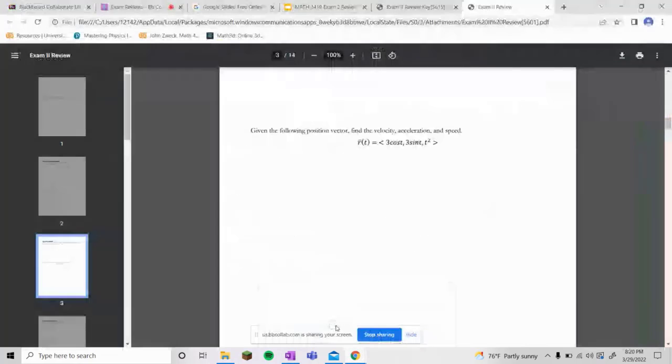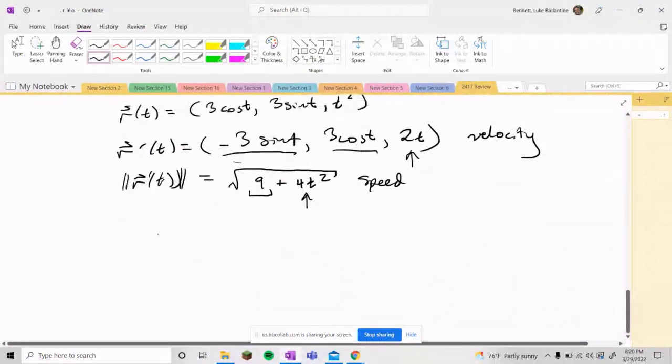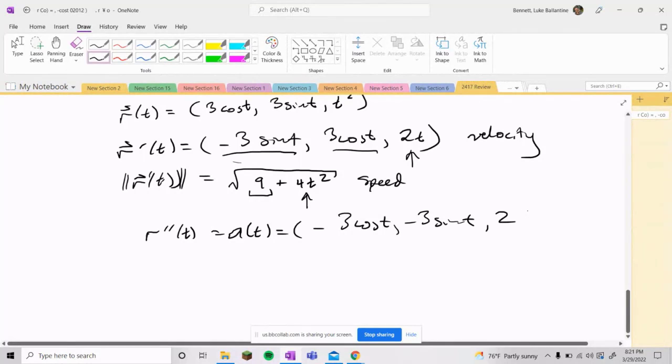What else do we have to find? Acceleration. So r double prime of t. So this is v, and then this is a. This is acceleration: -3 cosine, -3 sine, 2. So this is acceleration. Okay.